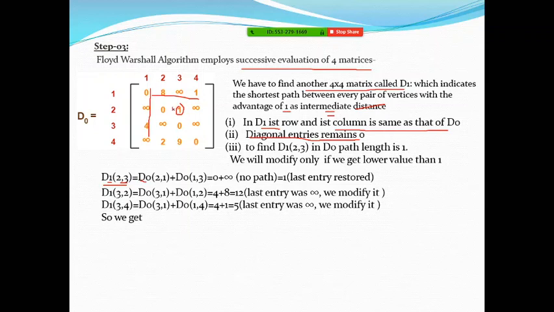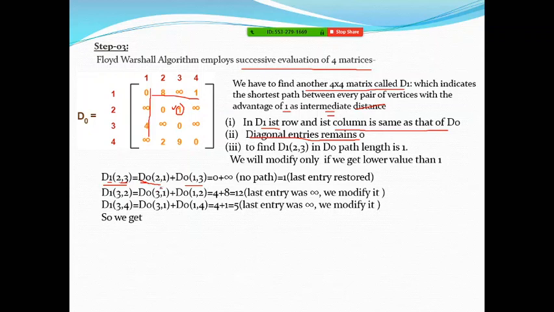So now we are focusing on our first probable changed entry. So it is 2 3. So D1 2 3. What is the meaning of D1 2 3? D1 2 3 means the path between 2 and 3 with intermediate vertex 1. So we write this as D naught 2 1 plus D naught 1.